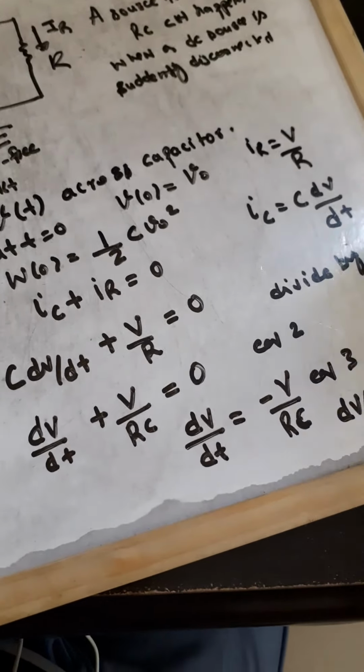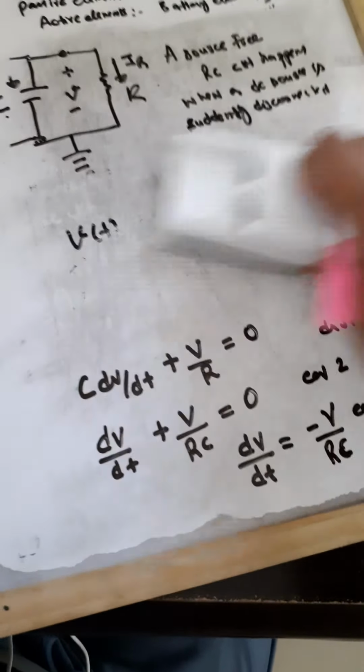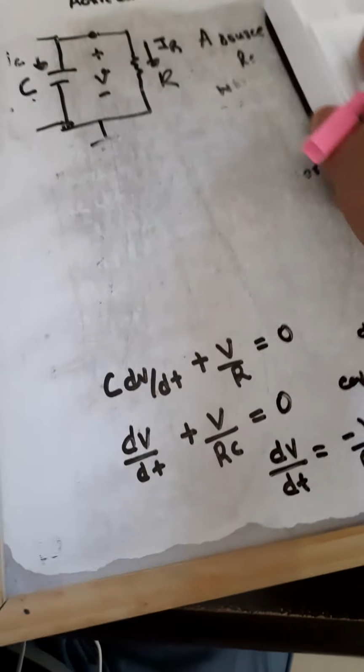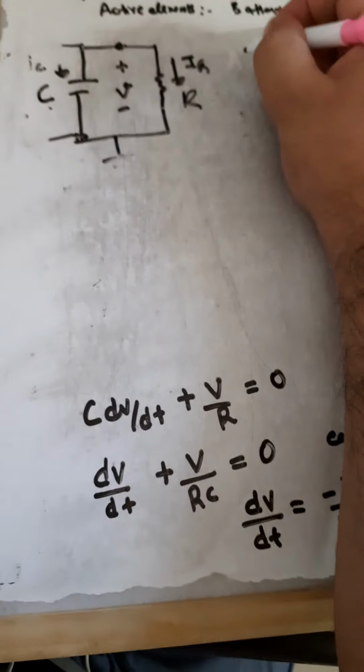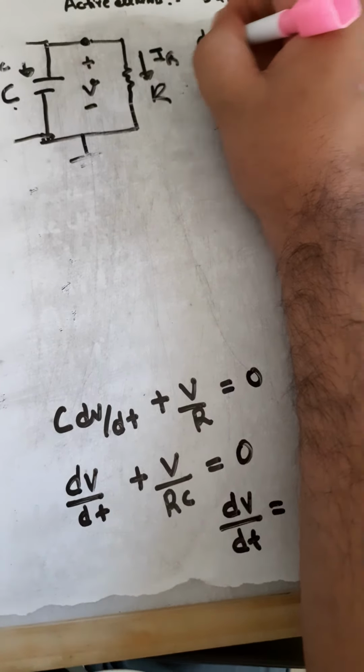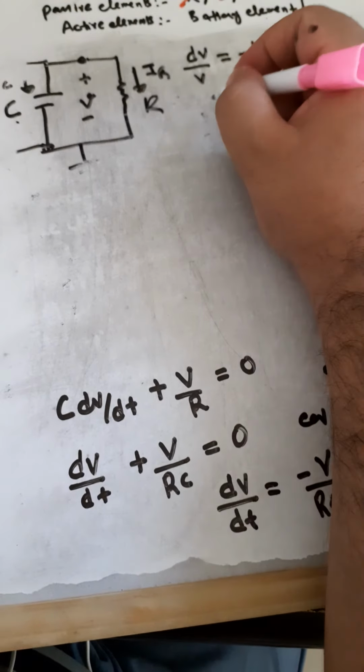I hope you have taken it down. So let's go. I have dV by V is equal to minus 1 by RC dt. Now I can take integration on both sides.